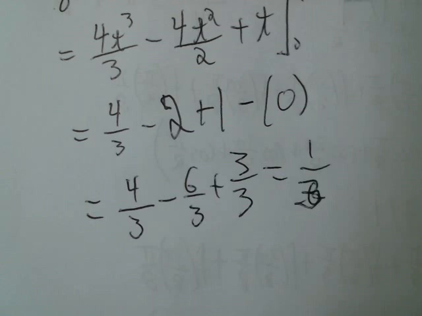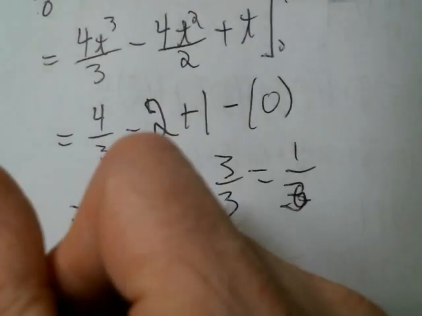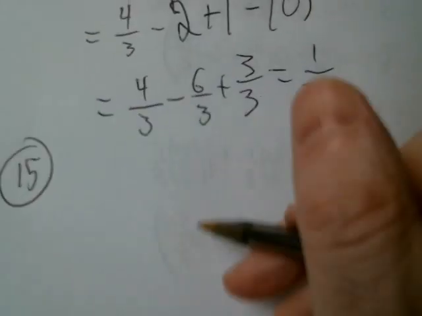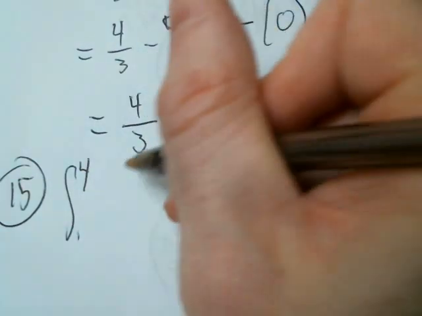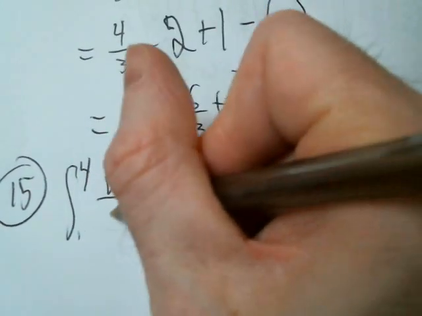Yes, sir. Okay, let's do another one. Let's try, I don't know, 15 looks annoying. Okay. So 15, we have the integral from 1 to 4 of (u minus 2) all over the square root of u du.